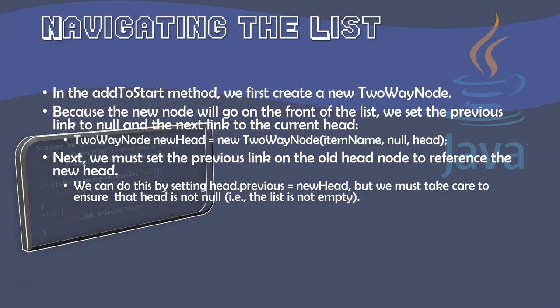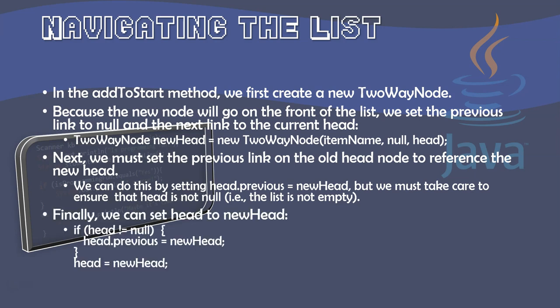We can do this by setting head.previous equal to new head, but we do need to take care to ensure that head is not null, or in other words, that the list is not empty. Then, of course, we can just set head to the new head. So if the head is not null, we're going to say head.previous is equal to new head, head equals new head.